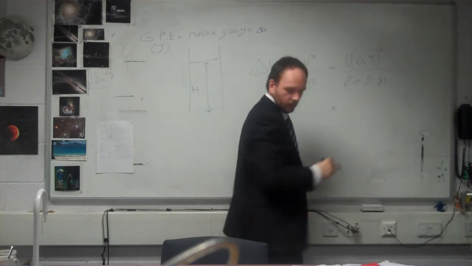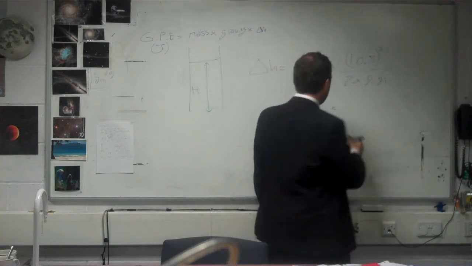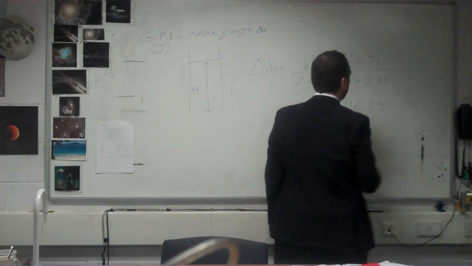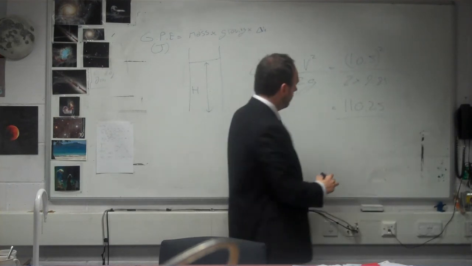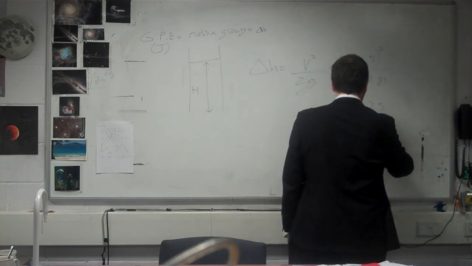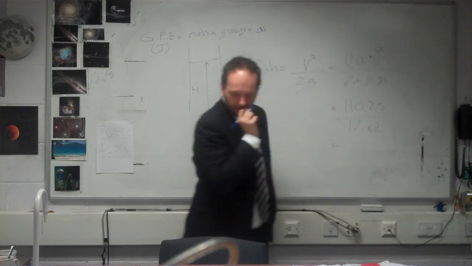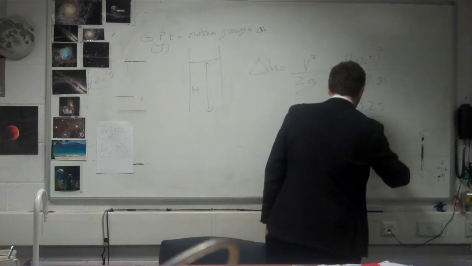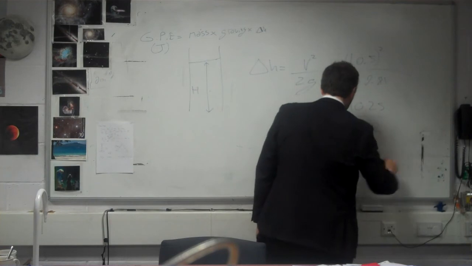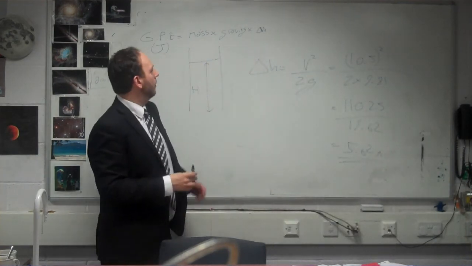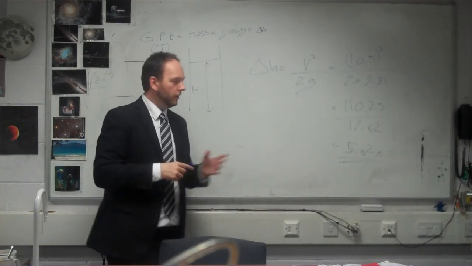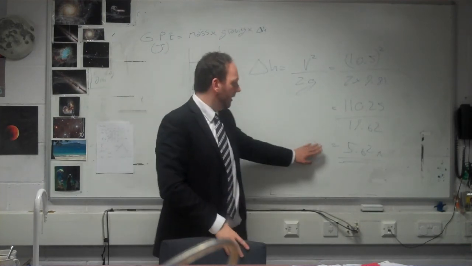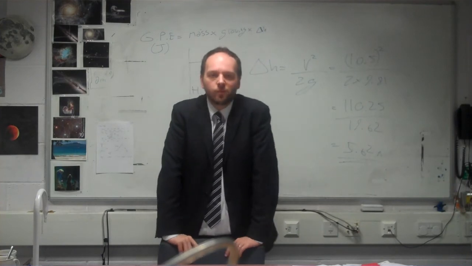10.5 squared is 110.25. 2 times 9.81 is 19.62. Divided by each other, they work out 5.62 metres. So the change in height of that pole vaulter's centre of mass will have gained a height of 5.62 metres.